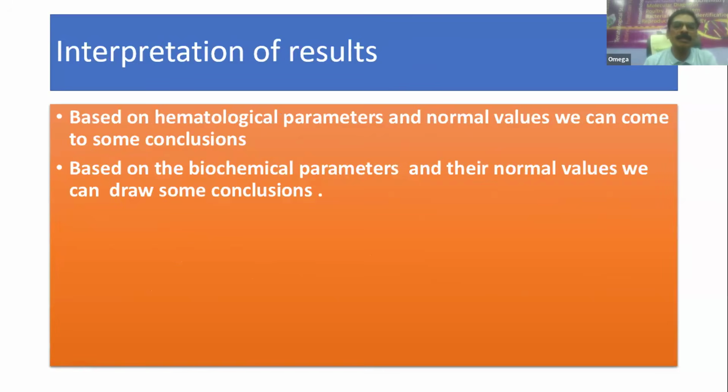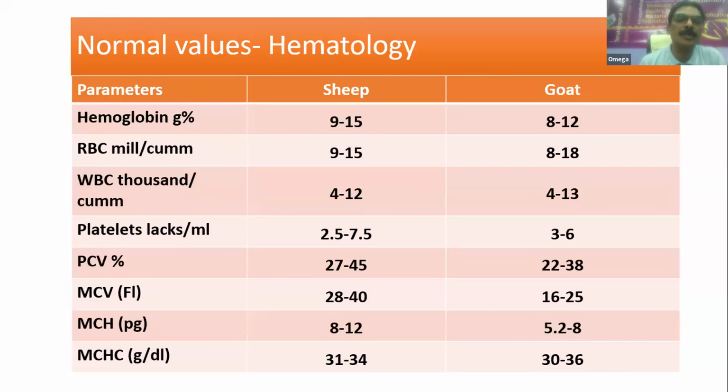Then, interpretation of the results based on the hematological findings. We should go for the interpretations and what conclusions we are getting. We have to discuss the biochemical parameters we are doing in the laboratory, the different normal values, and how to reach a conclusion. We will see that particular portion. Now here it's simple. Normal values of hemoglobin, RBC, WBC, then platelet, then PCV, MCV, MCH, and MCHC. These are the normal values in sheep and goats.